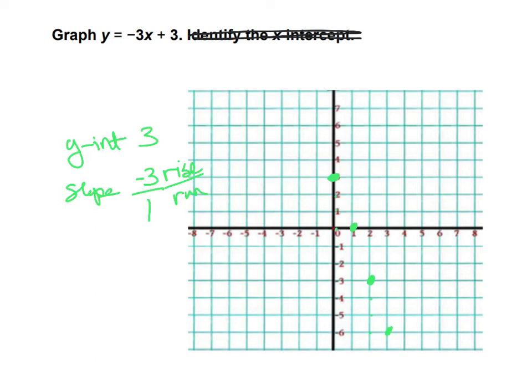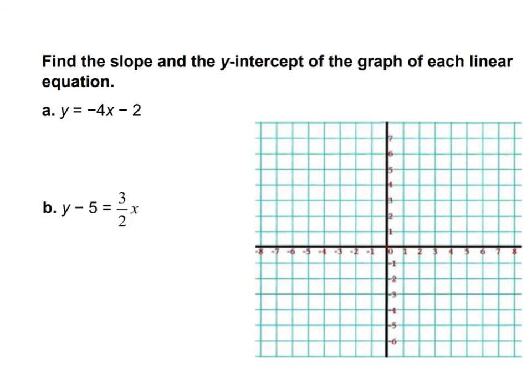Again, opposite. Instead of down 3, it would be up 3. Instead of right 1, it would be left 1. And once you have it all there, draw a straight line all the way through the graph. You need to be able to look at an equation and then graph that line. Again, pause the video, try doing it yourself, and then come back and see how you did.